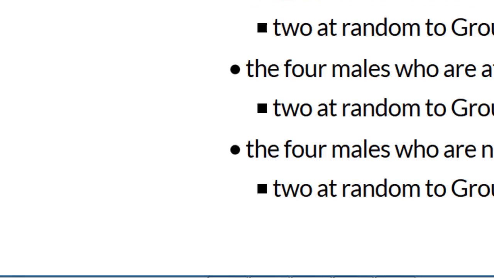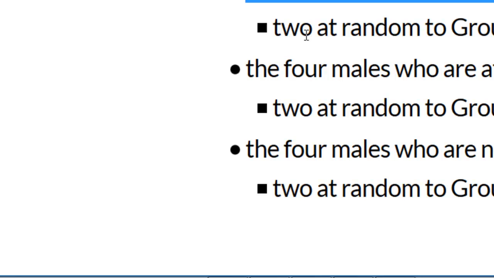Then you leave your judgment and you let chance take over. That's step 2. Within each block, you randomly assign subjects to the 2 groups. So take that first block, the 4 females who are athletes. 2 of them will be picked at random to go to group A, and the other 2 will go to group B. And you'll do the very same thing with each of the other 3 blocks.